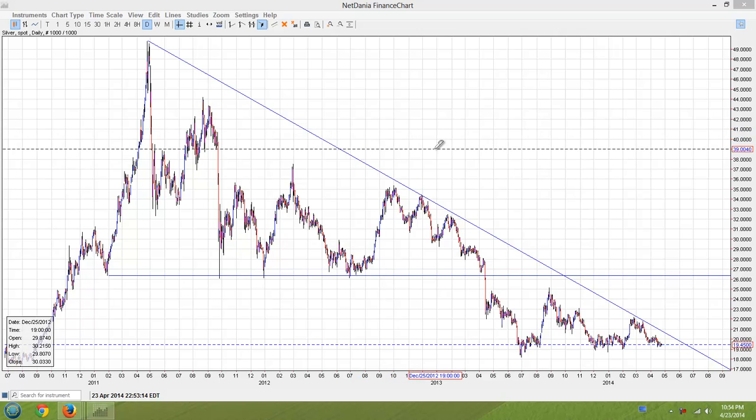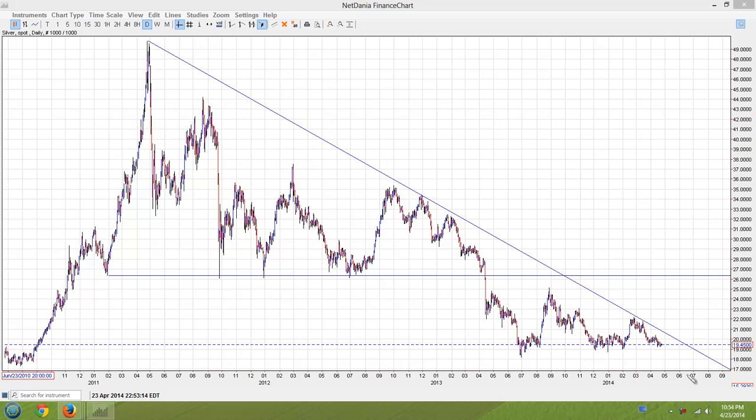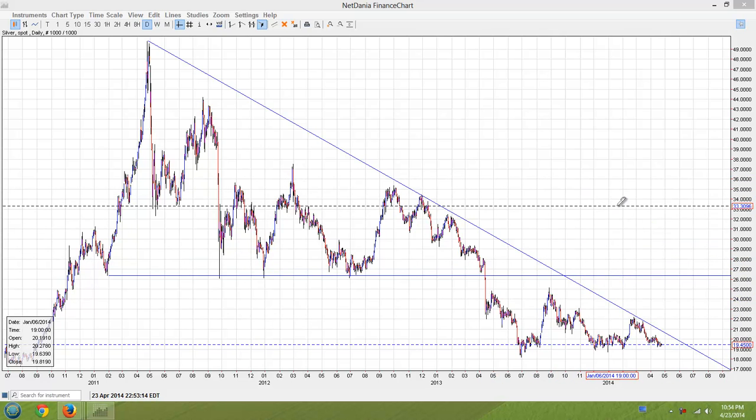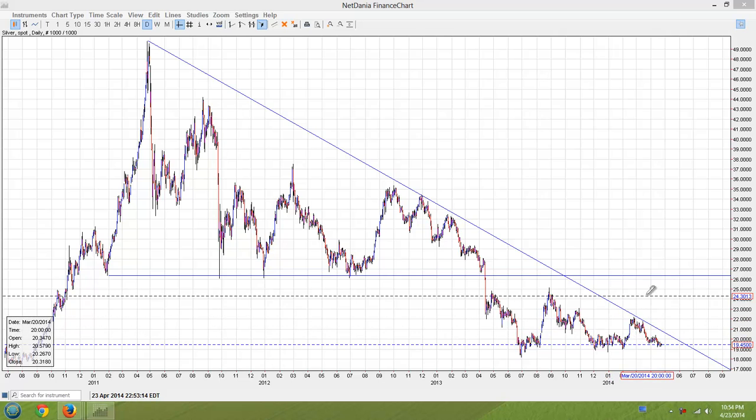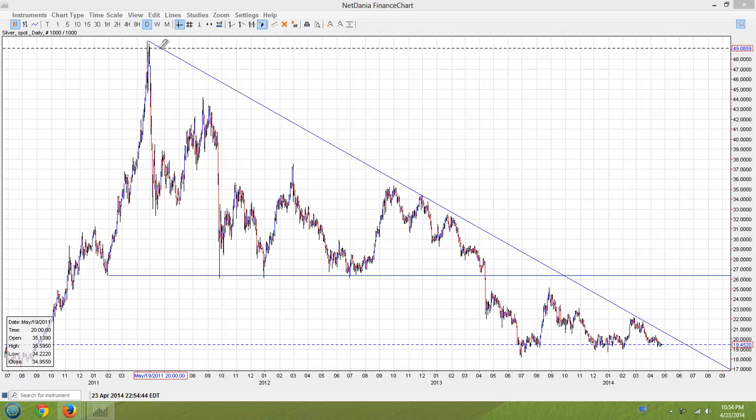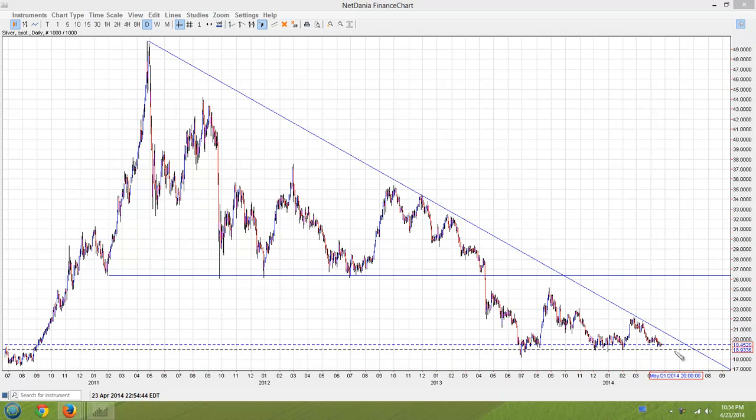This is a daily chart of silver provided by netdania.com. You can click on the link below. Now, we're definitely coming to a head here fairly soon. I don't think there's much more time for us to get some kind of resolution. You can see this is kind of a picture-perfect downtrend here in silver.